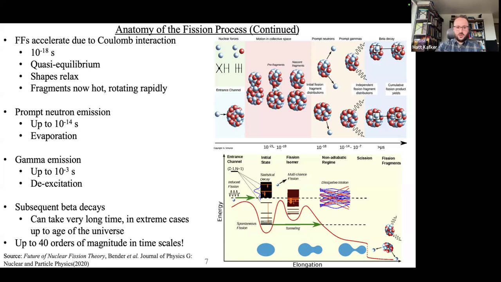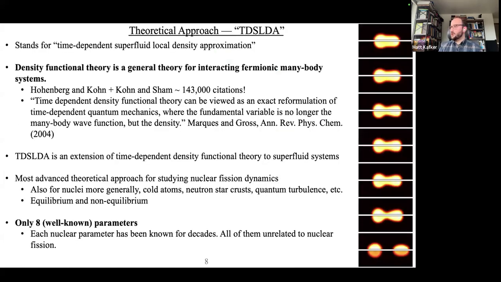Okay. All right. So moving forward, I'm now going to spend a bit of time on the particular theoretical approach that we use. This is called TDSLDA, which stands for the time-dependent superfluid local density approximation, which is a big mouthful. It is based fundamentally on density functional theory, so I'll just say a little bit about what this is. Density functional theory is a general theory for interacting fermionic many-body systems. In this case, our fermions are our neutrons and protons.